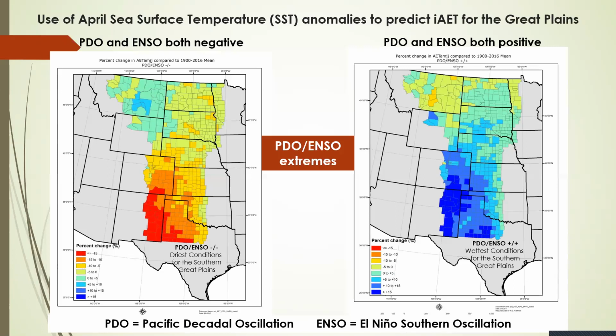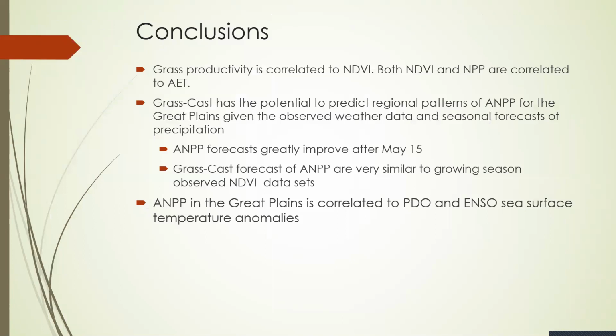If PDO and ENSO are negative, we tend to have really dry conditions in the southern Great Plains. If it's positive, you tend to have good conditions. And the northern Great Plains is not particularly well correlated. So potentially the PDO cycle tells us something about what's going to happen, maybe better than the forecast from the Weather Bureau.